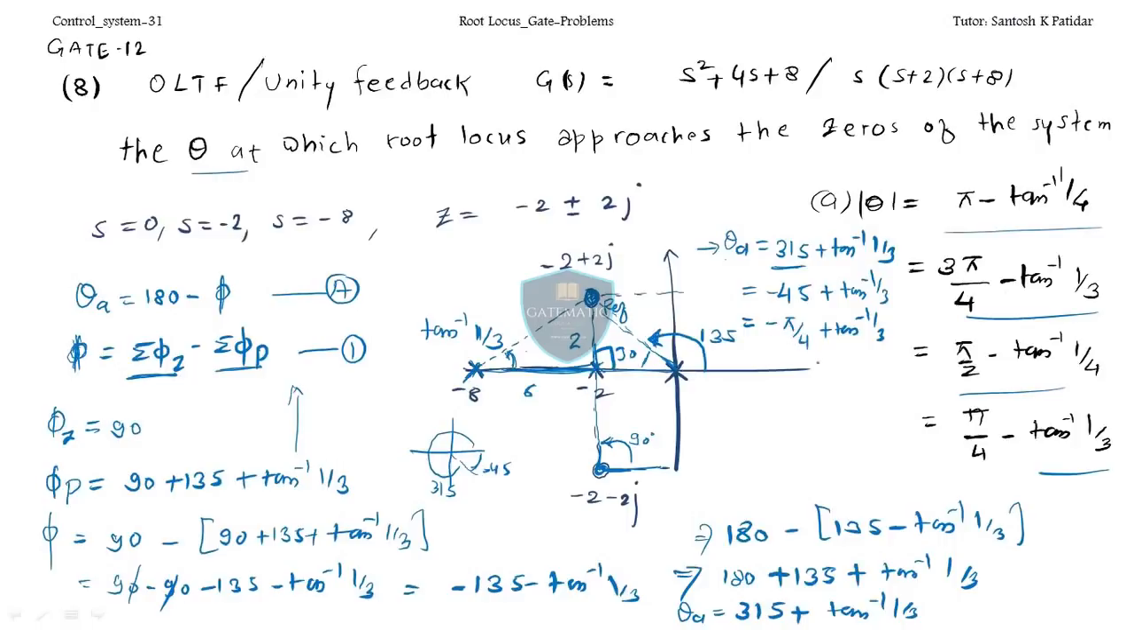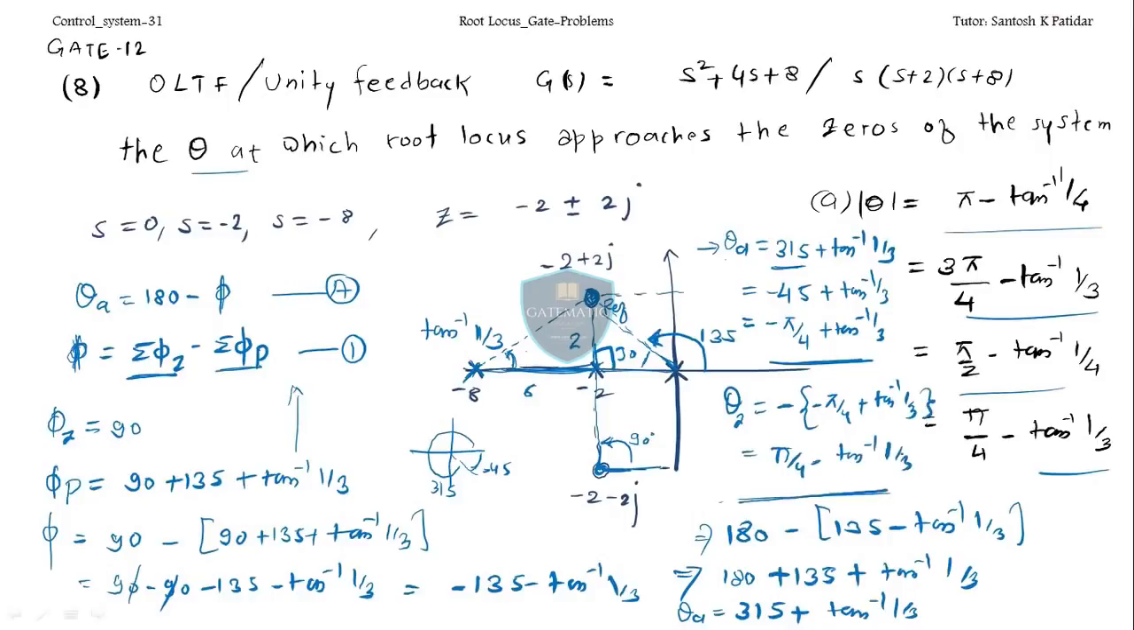So this is one angle of arrival. The second angle of arrival is the minus of whatever you have. So minus pi by 4 plus tan inverse 1 by 3, minus of this will be pi by 4 minus tan inverse 1 by 3. Now do you have an option? Yes, option 4. This one is the correct answer.